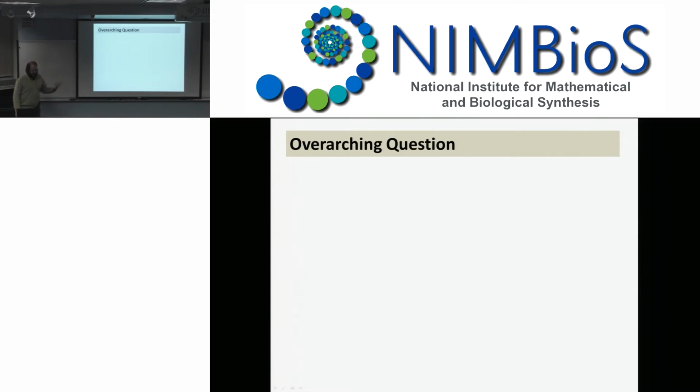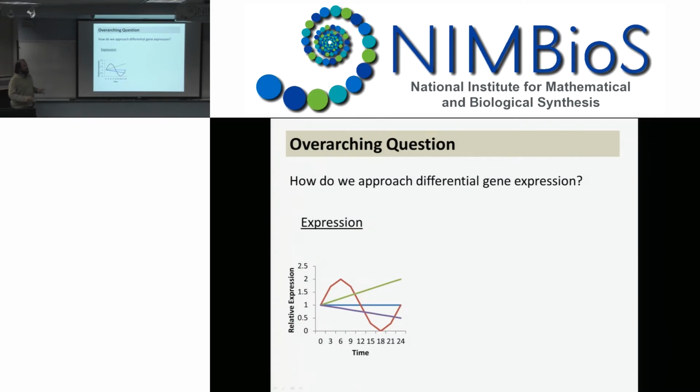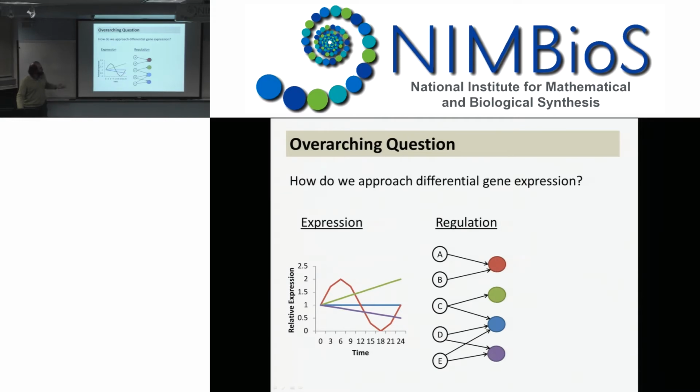So we've defined differential expression, we kind of have an idea of why it might be occurring, so how do we approach and study this? Well, we can approach differential expression at three different levels. First, and most simply, we can just measure the expression of genes and look at their patterns. So we can see here, some might be going up, some might be going down, some might remain stationary, and some may have more complicated behaviors. Once we've established what these expression patterns are, we can then start looking at regulation.